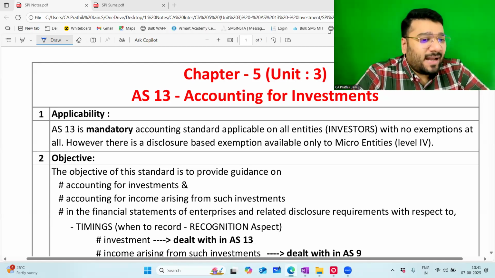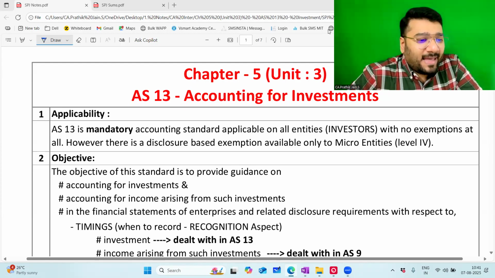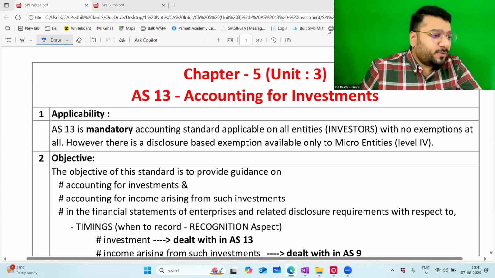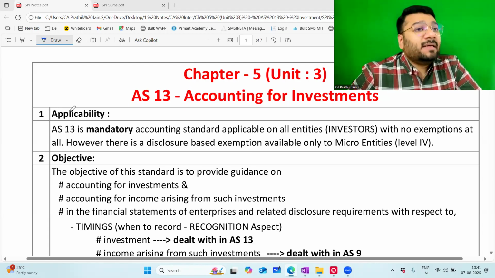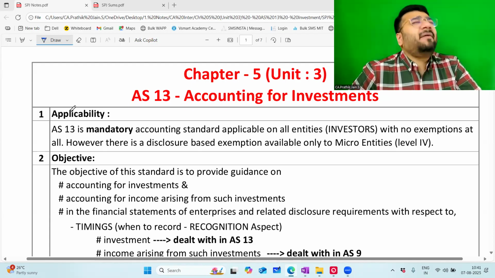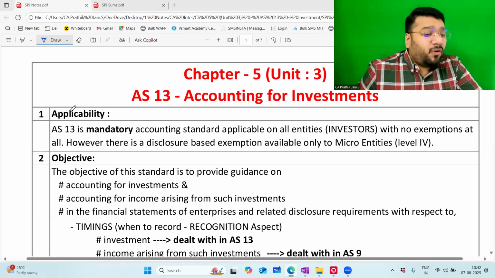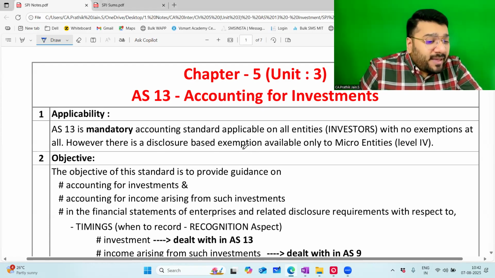So, guys, we started with a brand new topic in the last class, which was Accounting Standard 13, which talks about accounting for investments. Before we start the new concept for the day, let's do a quick recap of what we studied in the last class. The first point: Accounting Standard 13 is applicable to which all entities? Sir, Accounting Standard 13 is applicable, mandatory for all the entities, whether you're a corporate entity or non-corporate entity. For everyone, it is mandatory. However, for non-corporates, which non-corporates? Level 4 entities. For them, disclosure-based exemption is provided.